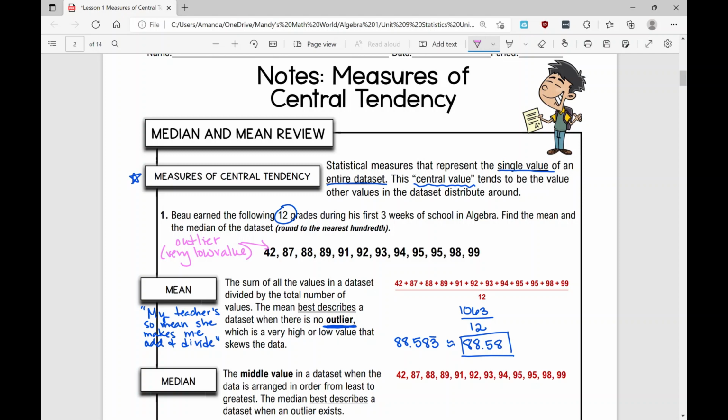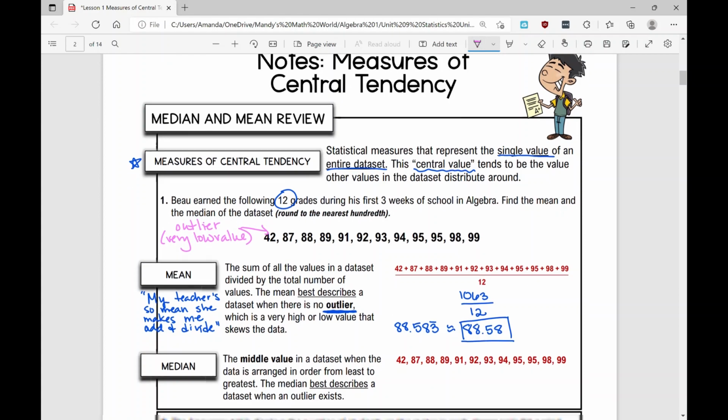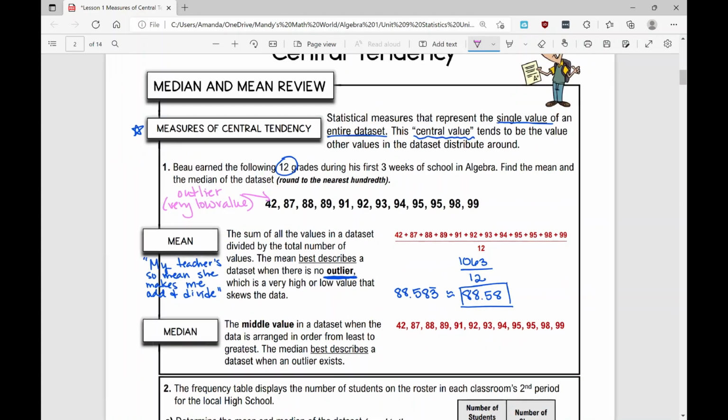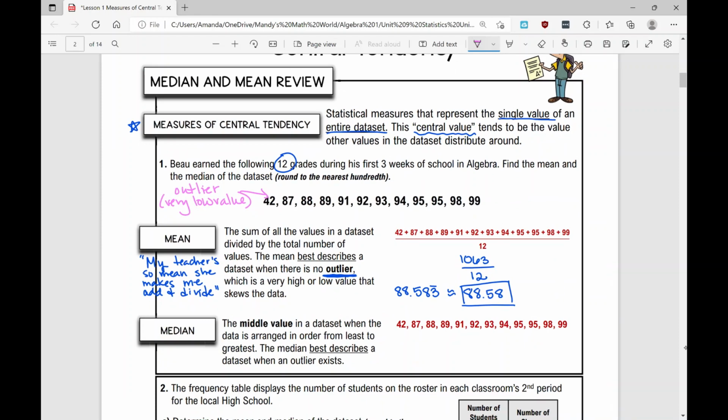Every time you get a report card, that's the average, that's the mean for that particular class. So here's the mean. Now, let's look at the median now. And I'm going to switch colors here. What's the median? The median is the middle value.